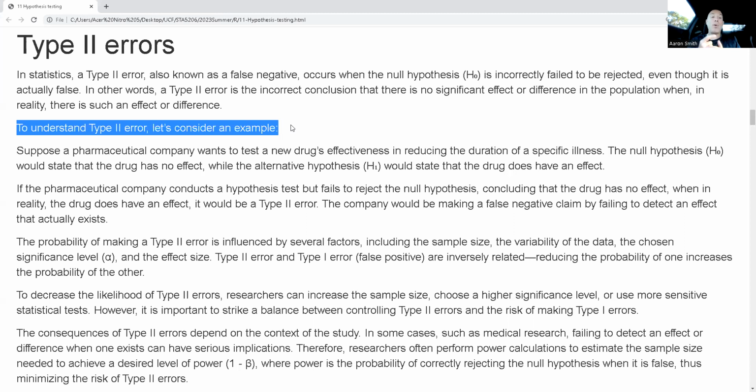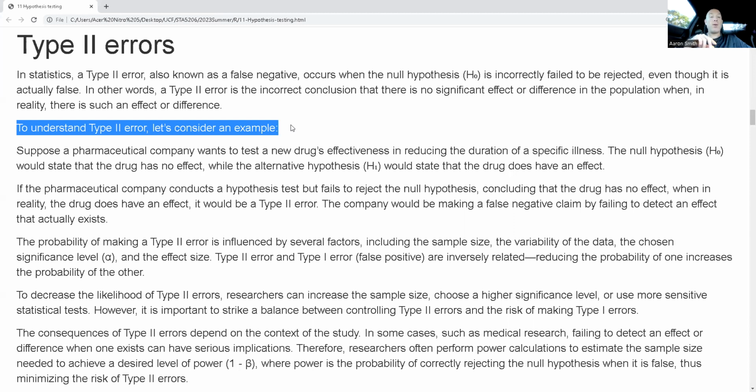The probability of making a type 2 error is influenced by several factors. It's not as straightforward as a type 1 error. And these factors include sample size, variability of the data, the chosen significance level, and the magnitude of the effect that we are studying. The type 2 error and type 1 error are inversely related. Reducing the probability of one increases the probability of the other.